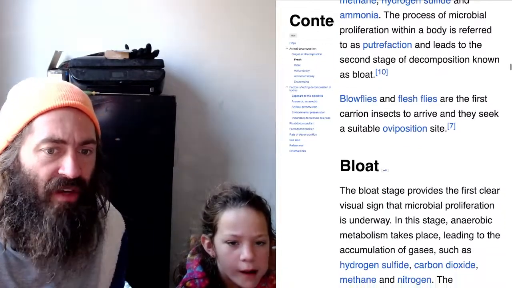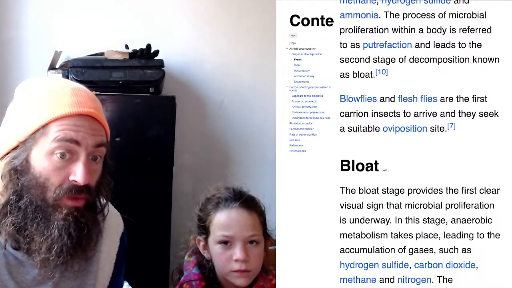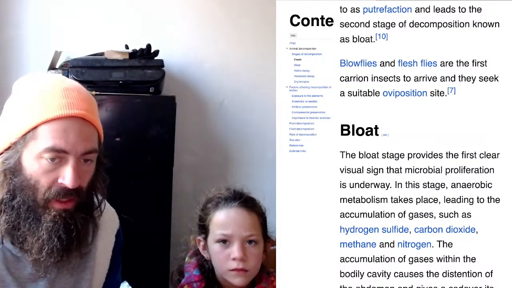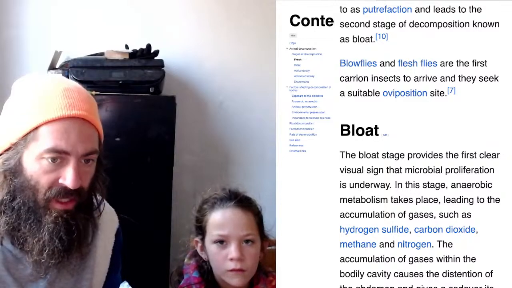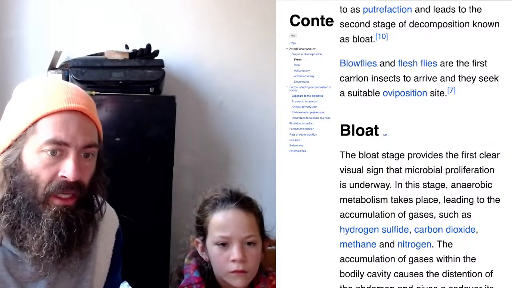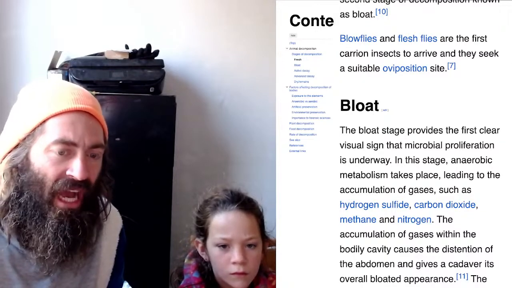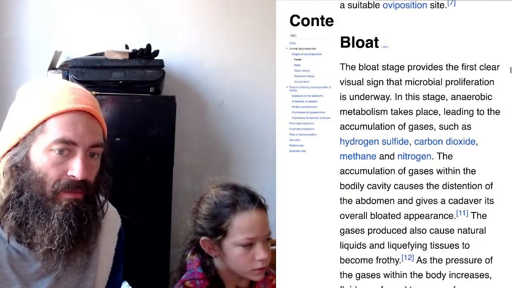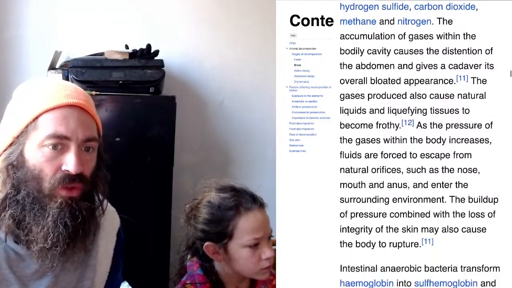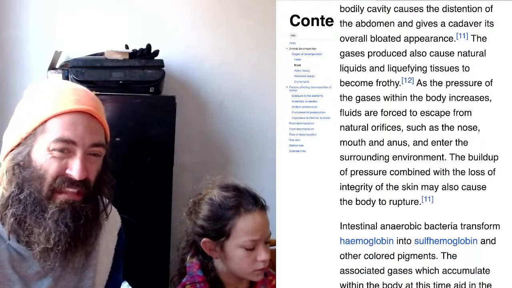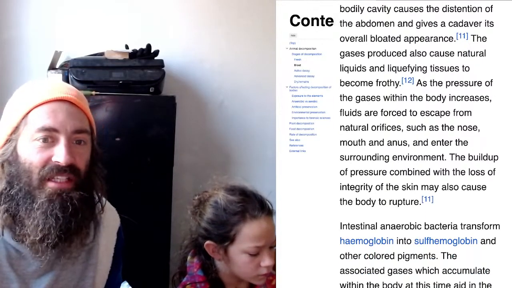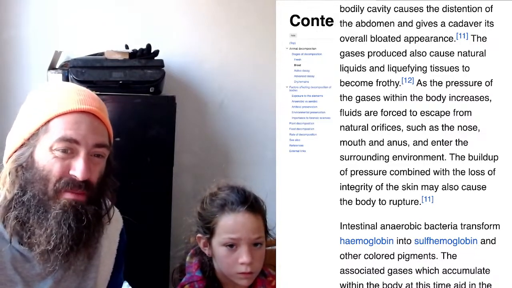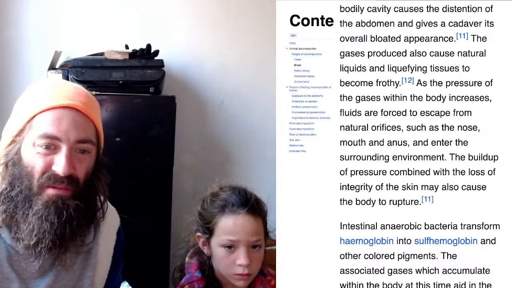The bloat stage provides the first clear visual sign that microbial proliferation is underway. In this stage, anaerobic metabolism takes place, leading to the accumulation of gases such as hydrogen sulfide, carbon dioxide, methane, and nitrogen, so they bloat up. The accumulation of gases within the bodily cavity causes the distension of the abdomen and gives a cadaver its overall bloated appearance. The gases produced also cause natural liquids and liquefying tissues to become frothy. As the pressure of the gases within the body increases, fluids are forced to escape from natural orifices such as the nose, mouth, and anus and enter the surrounding environment.